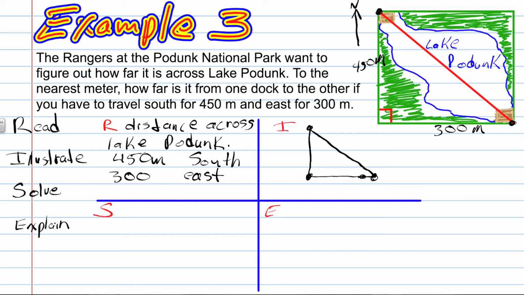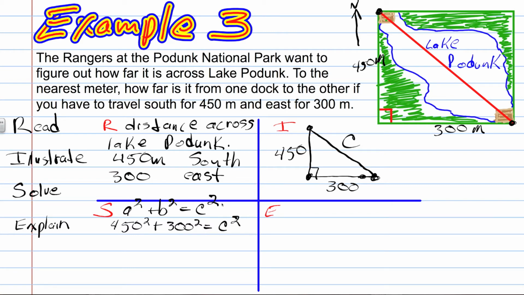a right triangle with lengths 450 and 300 of the legs. What we need to find is c, the hypotenuse. So to solve this, we'd use the Pythagorean theorem, saying a squared plus b squared is equal to c squared. What we're going to do is, oops, that shouldn't be an a squared, that should be a 450 squared, plus 300 squared is equal to c squared.